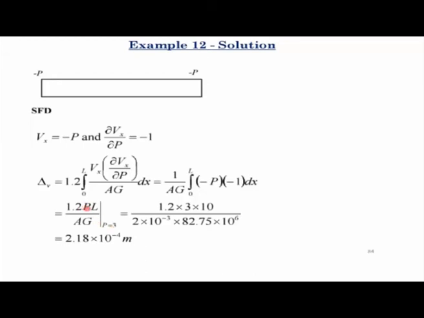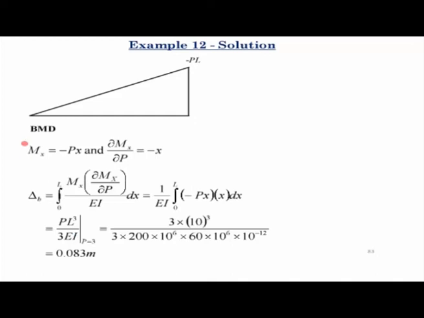Again here, instead of putting P equal to 0, you put P equal to 3. L is equal to the length of the member, and A and G are given. If you put those, you will get 2.18 into 10 to the power minus 4 meters. So this is the deflection of the free end of the cantilever beam considering the shear deformation. And in the previous slide, we saw the deflection of that point due to bending deformation.